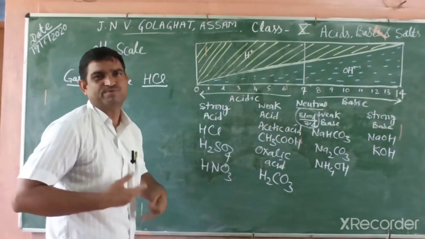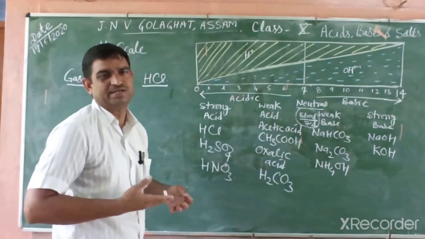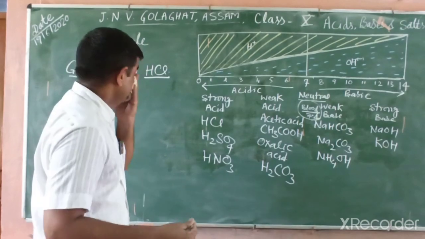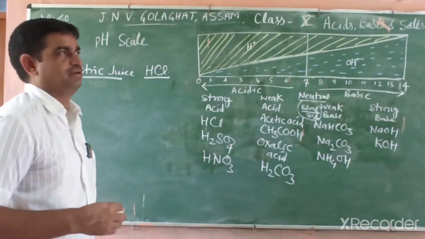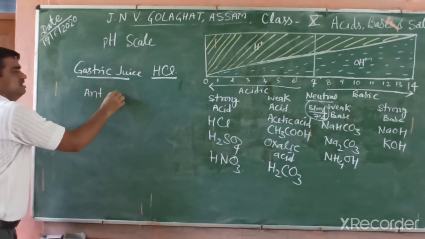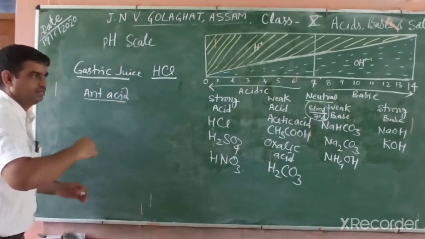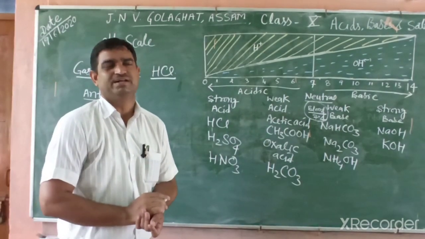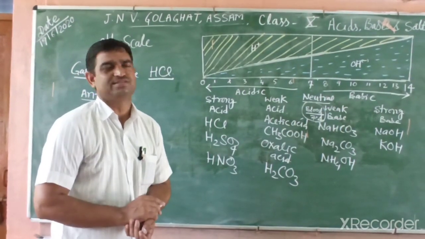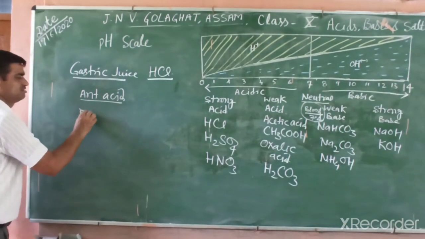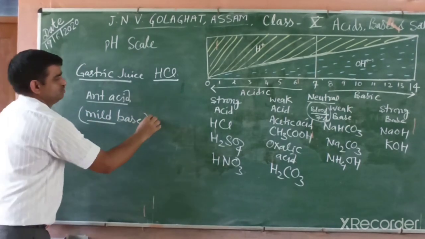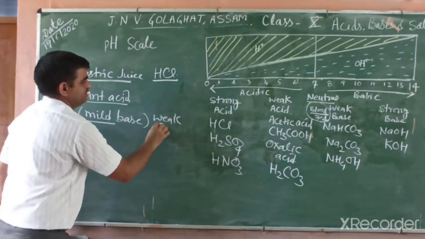But sometimes when more acid is formed, then we get a disease that we call acidity. So how can we remove this acidity? We can remove acidity by using a chemical known as an antacid. Antacid means those chemicals that remove acidity and increase the pH level. To remove this acidity, we normally use chemicals known as mild bases. Mild base means weak base.